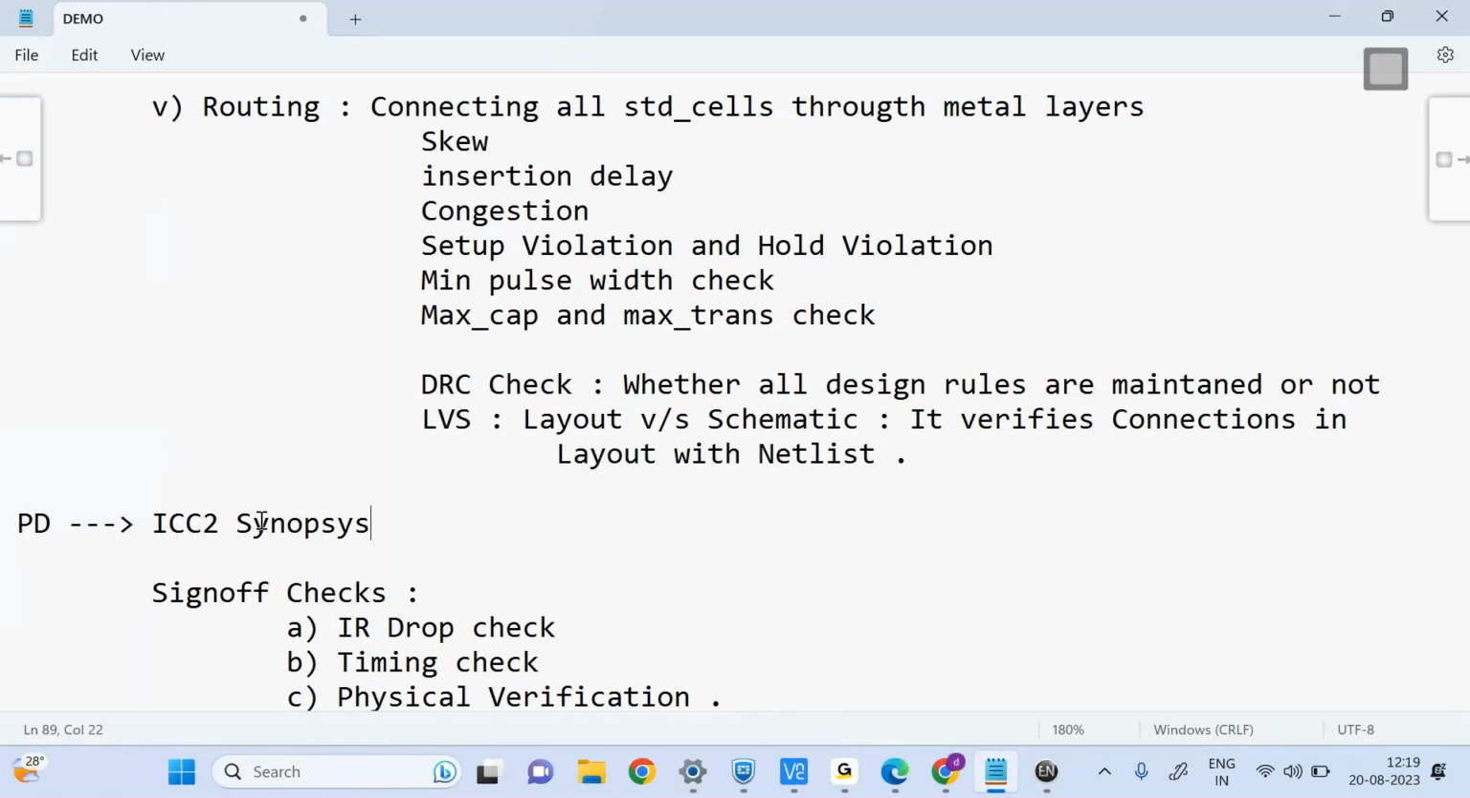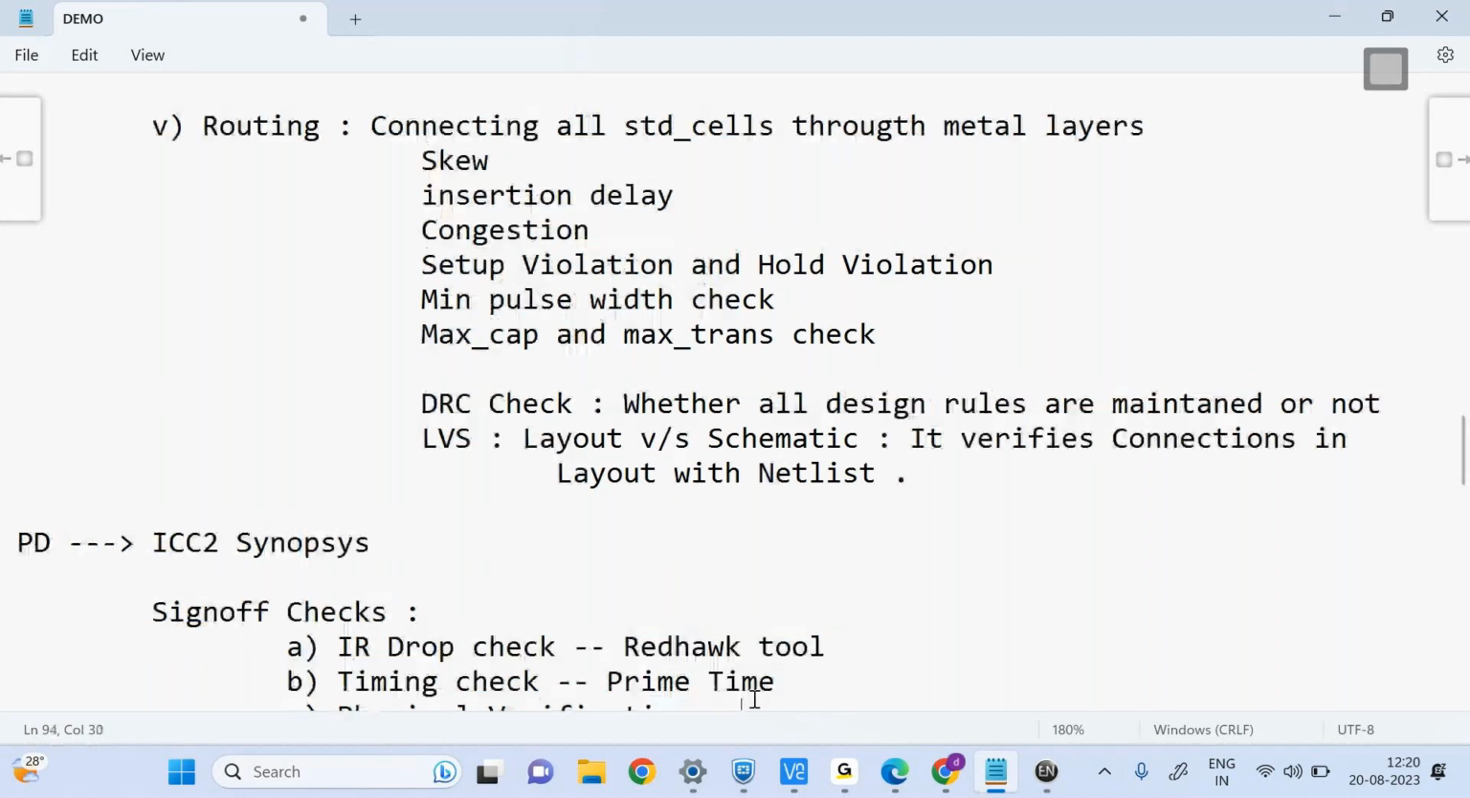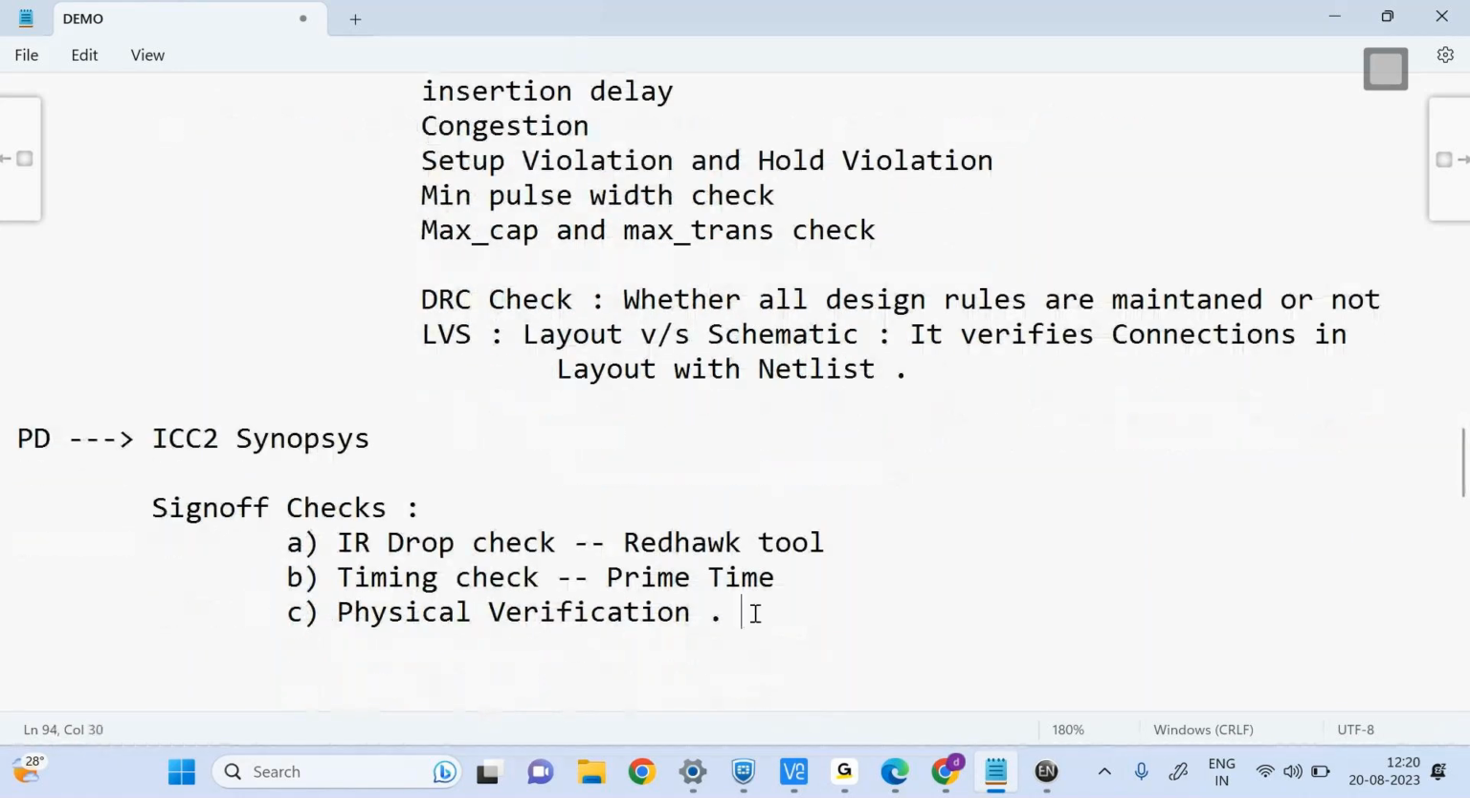So sign off checks: IR drop check, timing check, physical verification. The IR drop check is done in the Redhawk tool. These are sign off checks, and it's a separate team again. They will do these checks. The timing check is done in PrimeTime. Again, there is a separate STA team who will do this check. And there is again a separate team called the physical verification team. They will do this using a separate tool called Calibre. All of this, Redhawk and PrimeTime, is from Synopsys. Calibre is from Mentor Graphics.